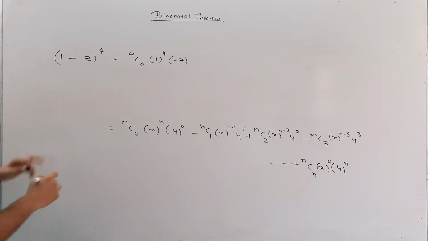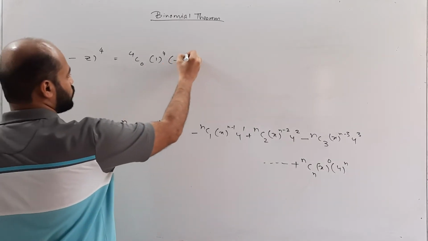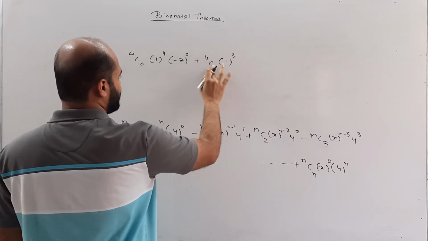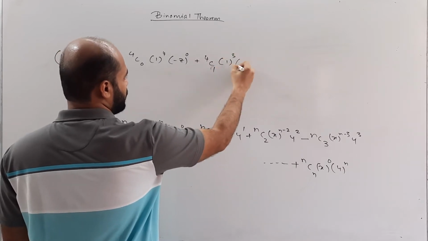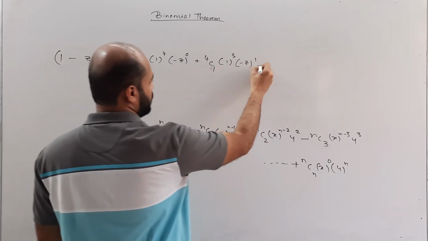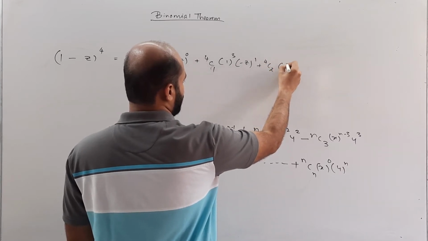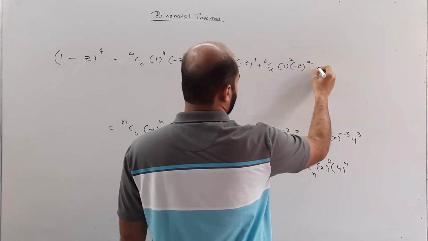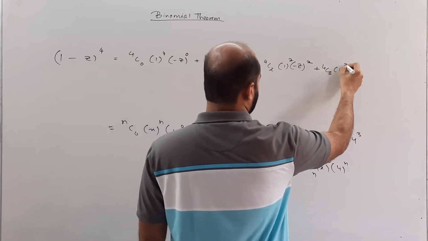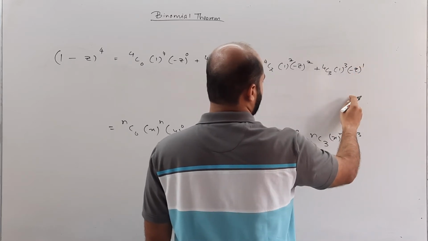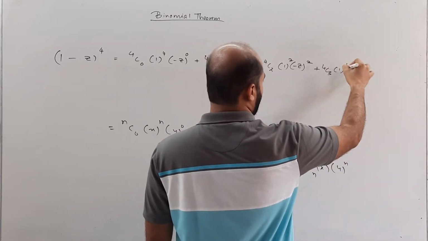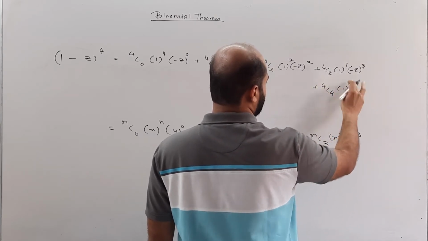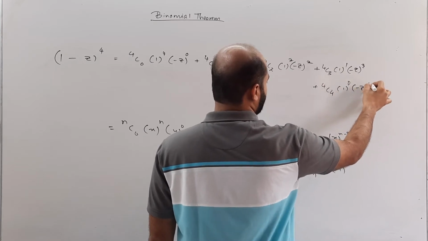So if I go by this rule, this is going to be 4C0, (minus z) raised to 0, 4C1, 1 raised to 4 minus 1 is 3, and this minus z is going to be 1 raised to 1. Third term is going to be 4C2, 1 raised to 2, minus z raised to 2. Next term is going to be 4C3, 1 raised to 3, minus z raised to 1. Of course, this is 1 and this is 3. And lastly, it's going to be 4C4, 1 raised to 1, 1 raised to 0, minus z raised to 4.